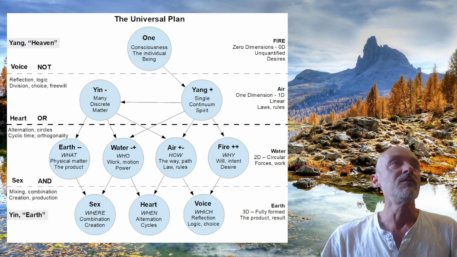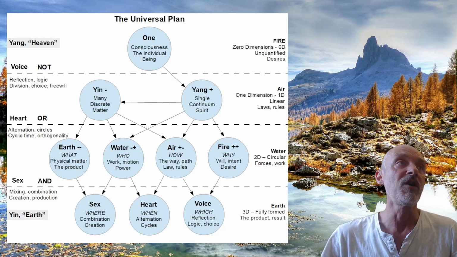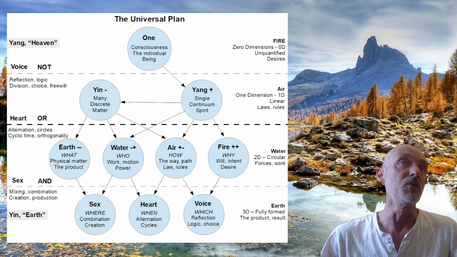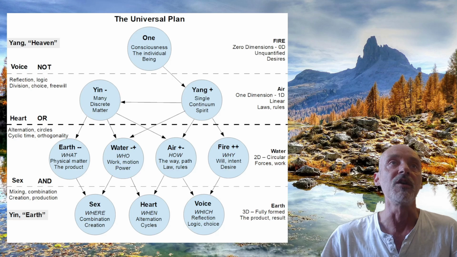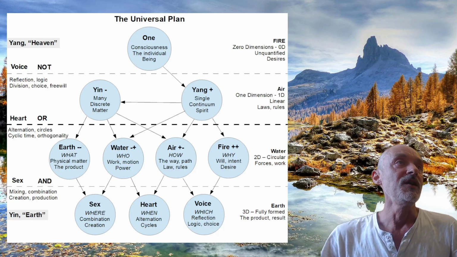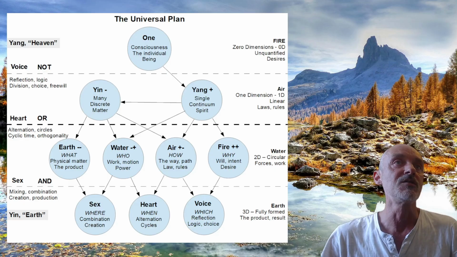So to get yin and yang from one, we use the not operator. To get the 4 elements from duality, we use the heart operator, the Boolean or, the alternation operator, as it's called. And to get from the 4 elements to the 3 operators, we use the sex operator, which is the Boolean and, it's combination and mixing.